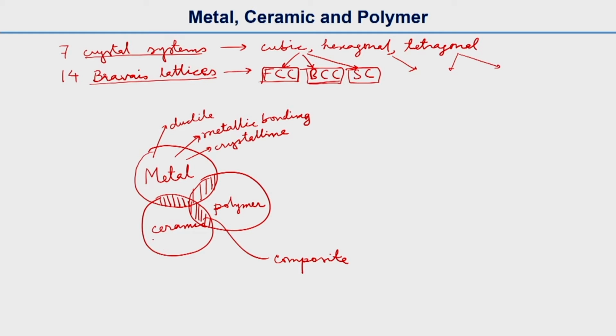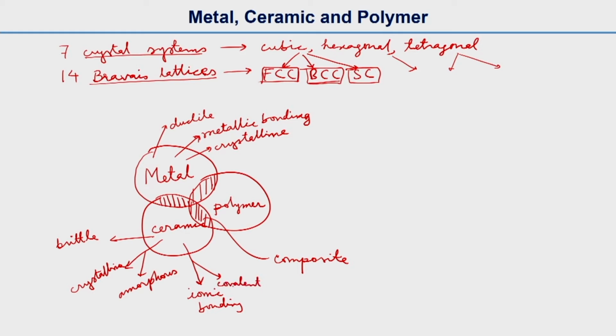And then ceramics are mostly brittle, and ceramics can sometimes be crystalline and sometimes amorphous. And the bondings, as you know, can be ionic bonding, or even covalent bonding as well.